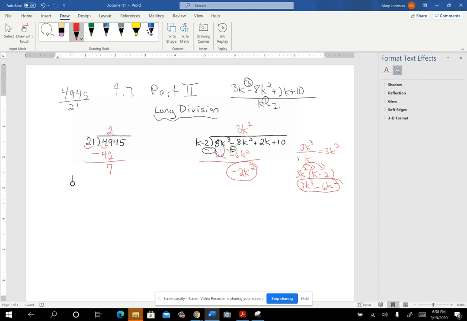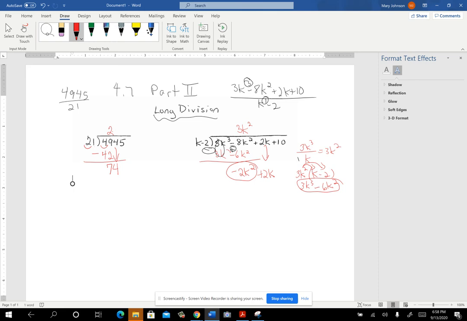Okay, so when we did the numerical case, we divided and got the 2, then we multiplied back and got the 42, and then we subtracted and got the 7. All right, after we do that, you're going to bring down the next term, next digit here, which is a 4, and over here you're going to bring down the next term, which would be the plus 2k.